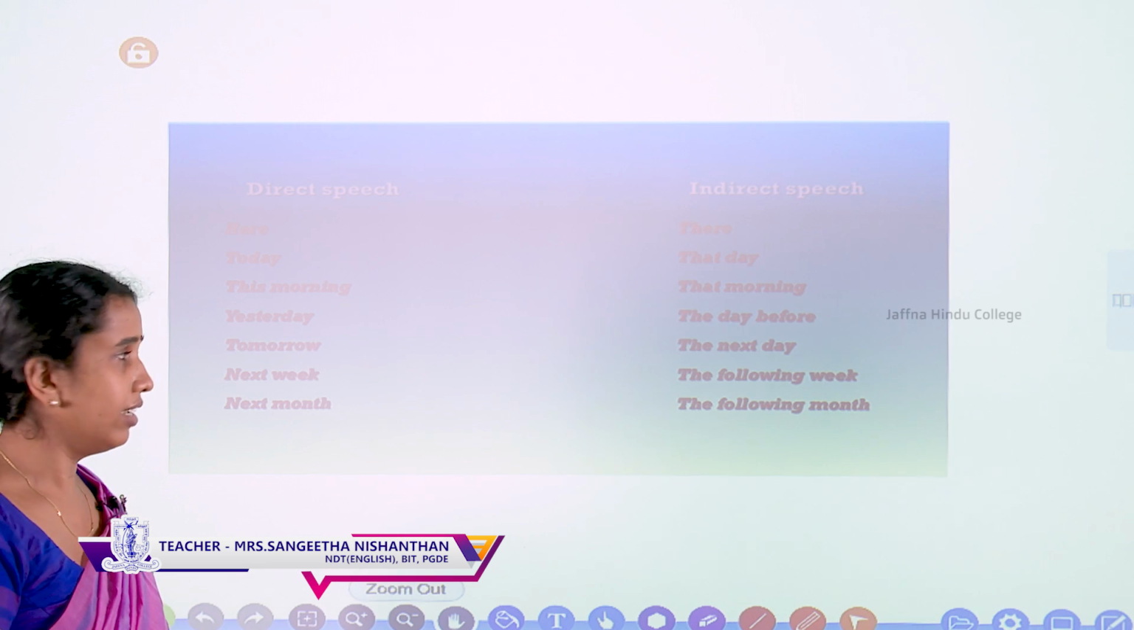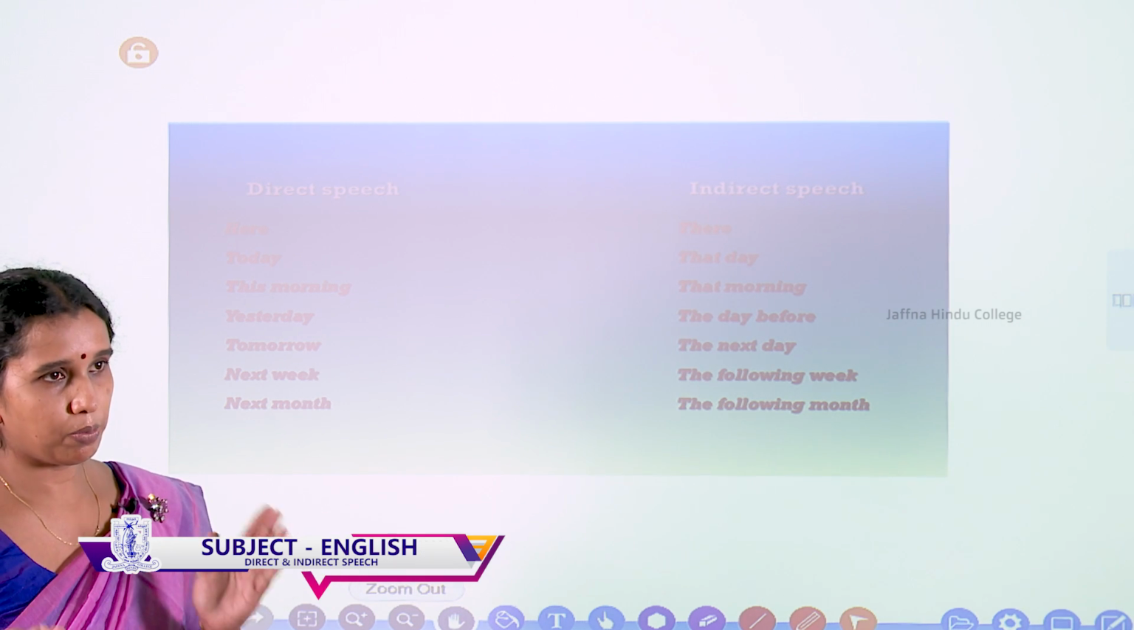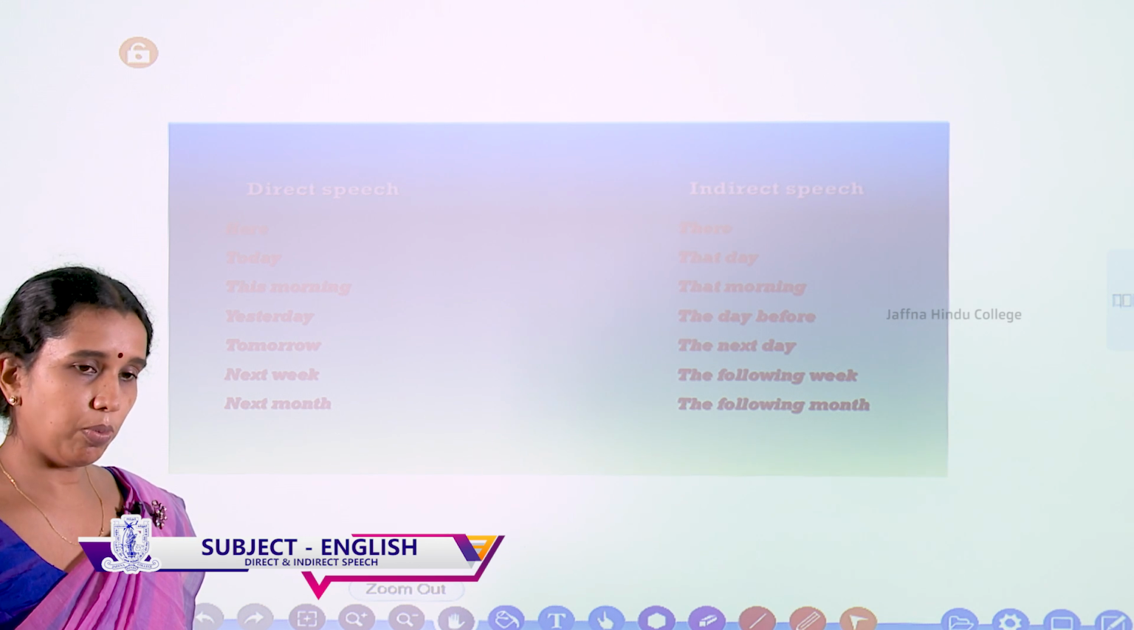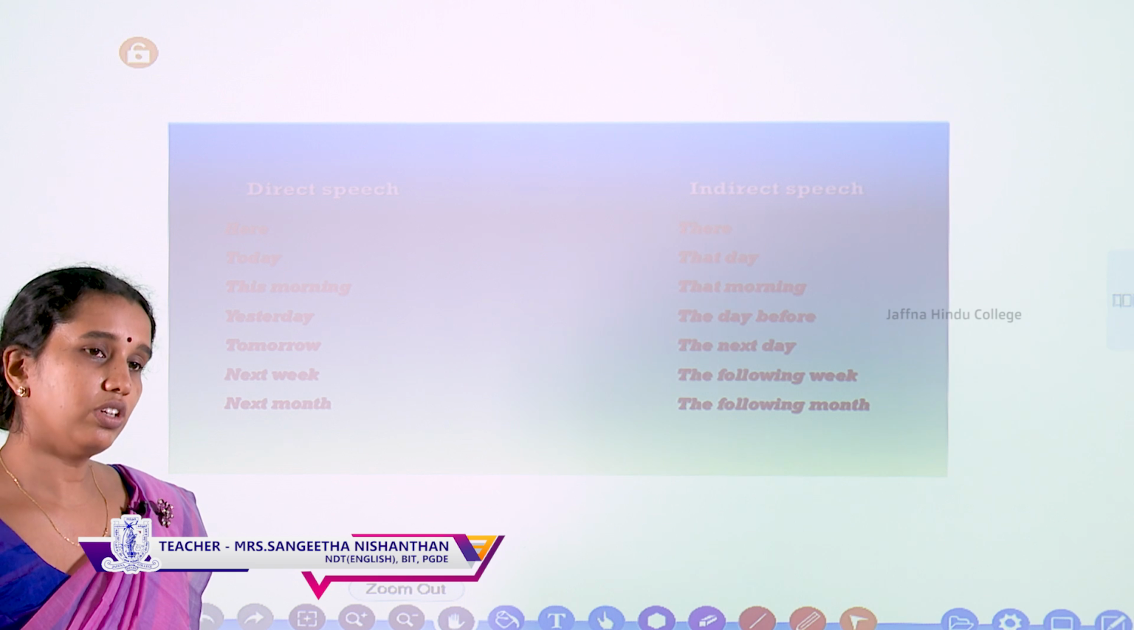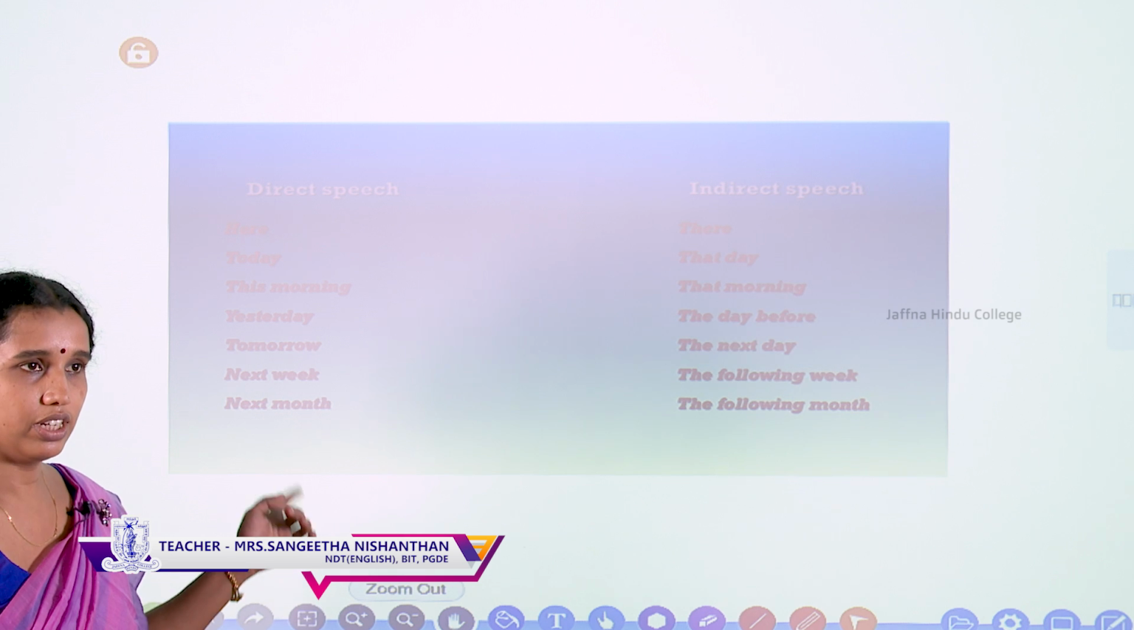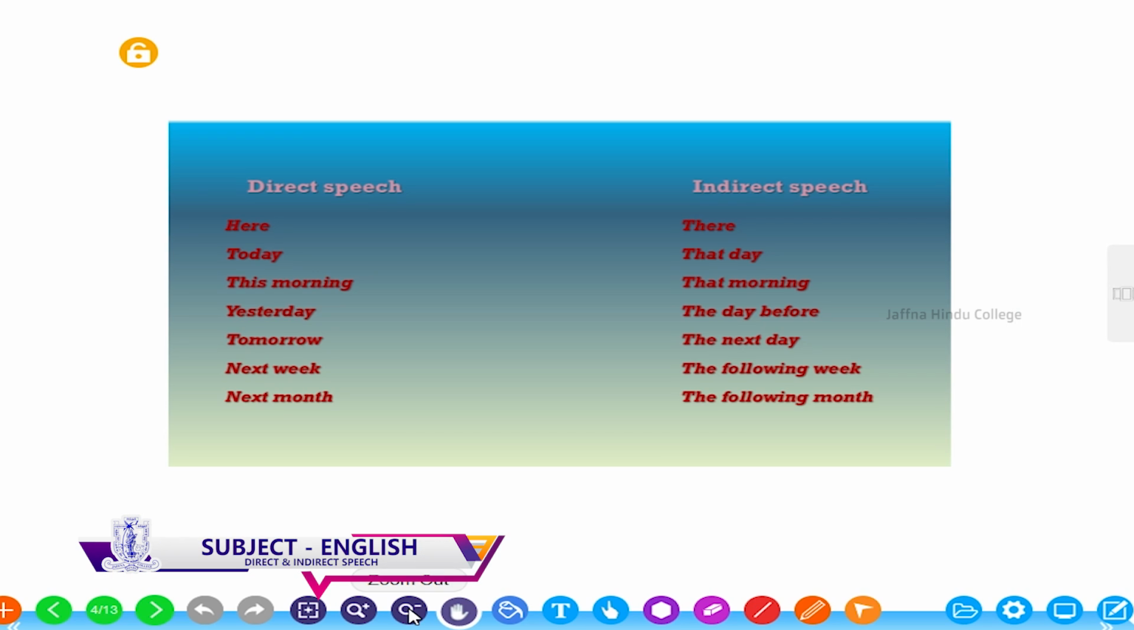Here changed as there, because the speaker spoke in a different place and the message is now reported in another place. So the places differ, so here changes into there. Today changed as that day, this morning changed as that morning, yesterday changed as the day before, or we can use the previous day also. Tomorrow is changed as the next day or the following day, we can use the following day.